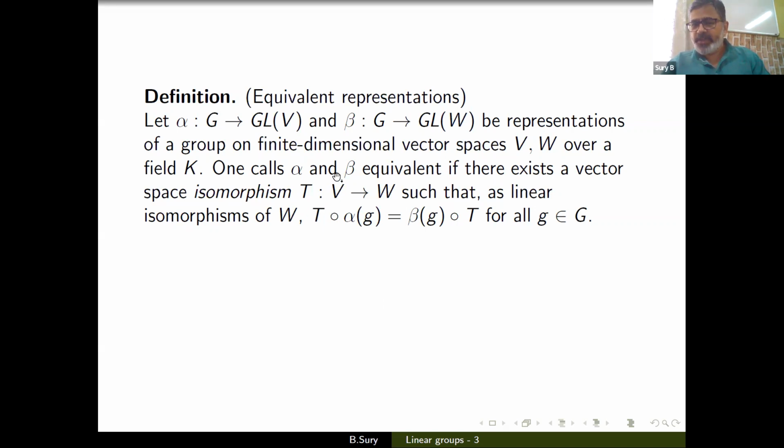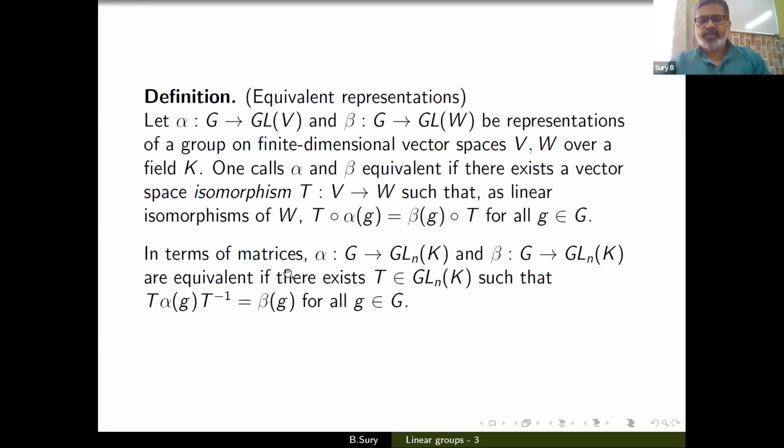T of G times v. What is G times v? That is alpha G acting on v. It is equal to when you take T of v and then let G act on that. So it is commuting with the G action. G is acting on this, take the image, and on the image, how is G acting? So it is respecting the G action.